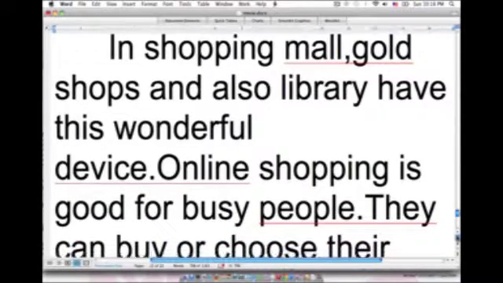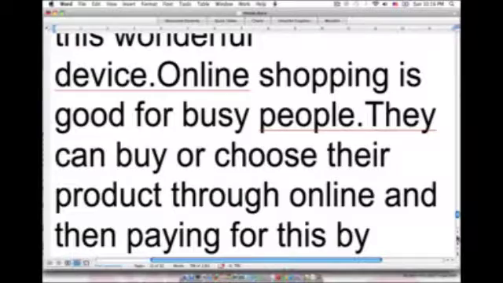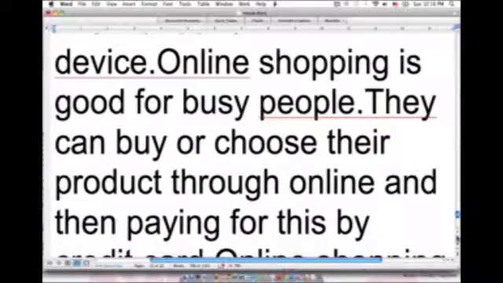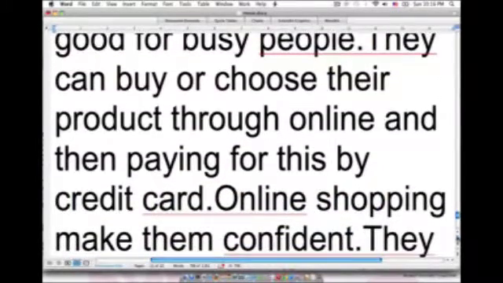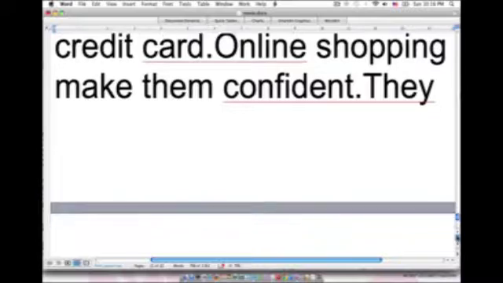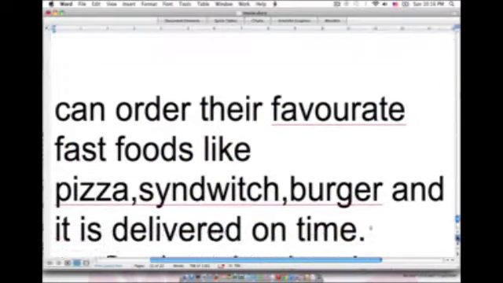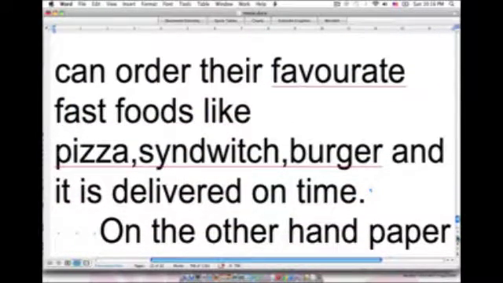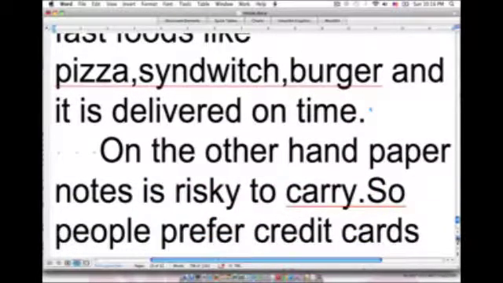Online shopping is good for busy people. They can buy or choose their products through online and then paying for this by credit card. Online shopping makes them confident. They can order their favorite fast foods like pizza, sandwich, burger, and it is delivered on time.